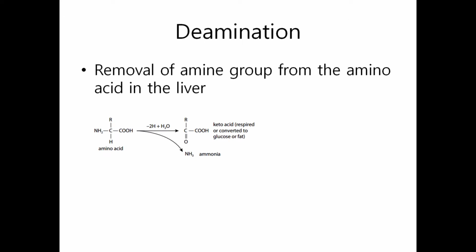Next, deamination is the removal of the amine group from the amino acid in the liver. The amino group forms ammonia, and the rest of the amino acid forms acid. Ammonia combines with carbon dioxide to form the less soluble, less toxic substance urea.